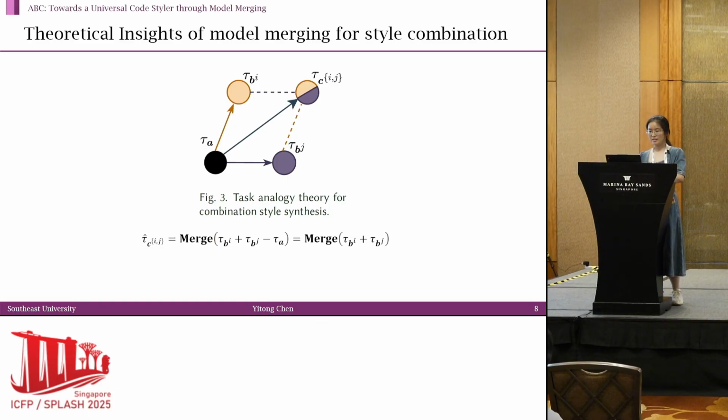And since our method does not need to relearn the absent style vector that the pre-trained language model has already acquired, tau A is a zero vector, and the two styles combination vector formula is updated to tau Cij equal merge tau Bi plus tau Bj.